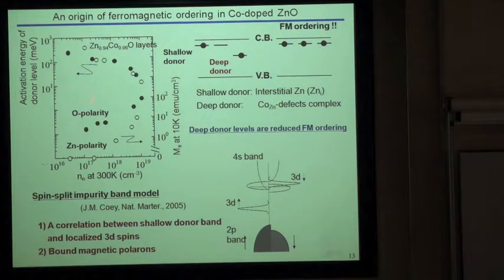In the case of relatively low carrier concentration, the deep donor is intrinsic, or it is not enough for carriers to migrate to each other. It shows the paramagnetic nature in these materials. So roughly we can say that these band structures will be available.